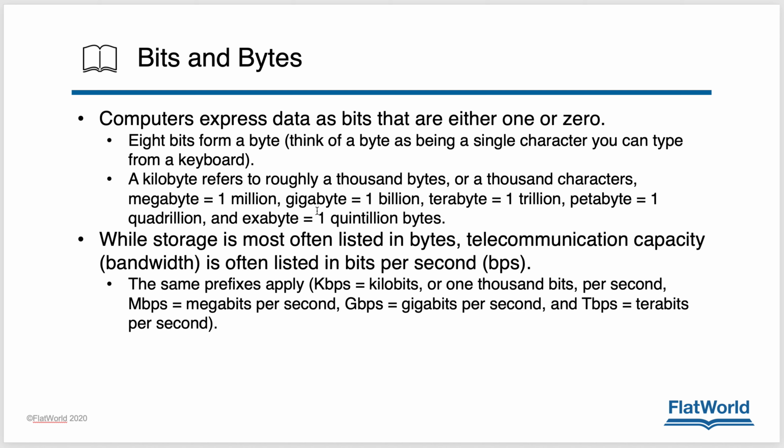So, bits and bytes, we talked about that. Computers express data as bits that are either 0 or 1. Everything is saved as zeros and ones. They're binary computers. Each one of these zeros and ones is called a bit. Eight bits form a byte. Think of a byte as a single character you can type from a keyboard. So 8 bits gives 2 to the 8th power.